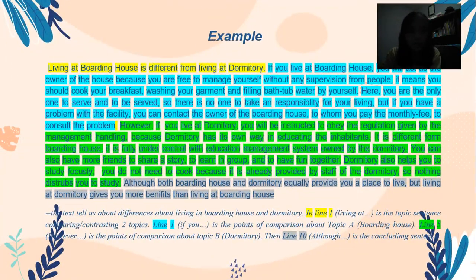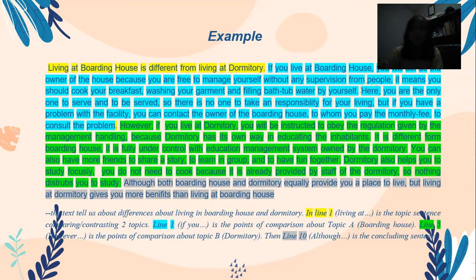For example, living at a boarding house is different from living at a dormitory. If you live at a boarding house, blah blah blah. However, if you live at a dormitory, you will be blah blah blah. And so, although both boarding house and dormitory, blah blah blah.